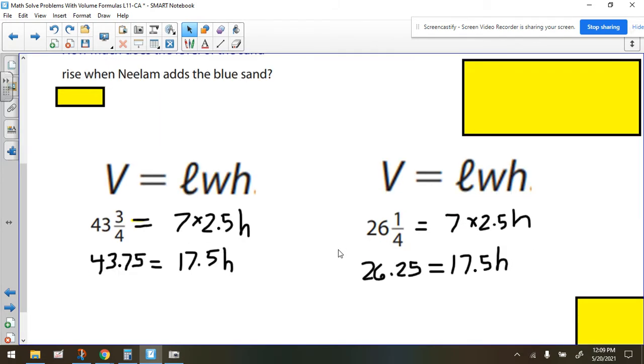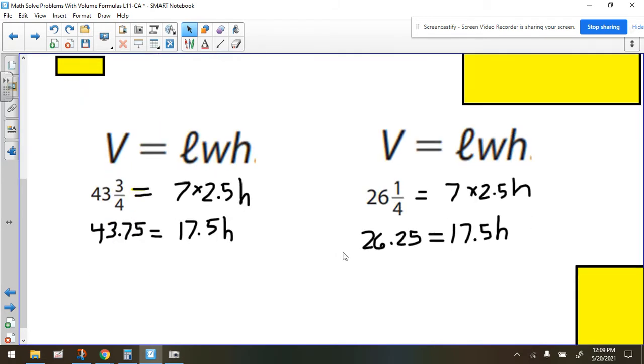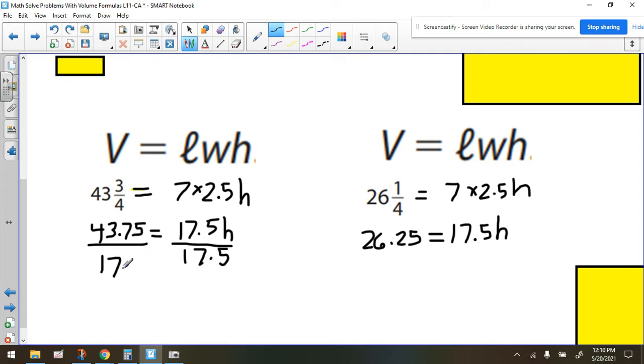All right, so the next step is to apply our algebra and to ask yourself, what's the opposite of multiplying a variable by 17 5/10? It would be to divide by 17 5/10. And we have to do that to both sides of the equation. And likewise, that has to happen over here as well.